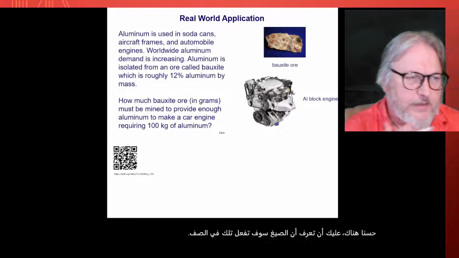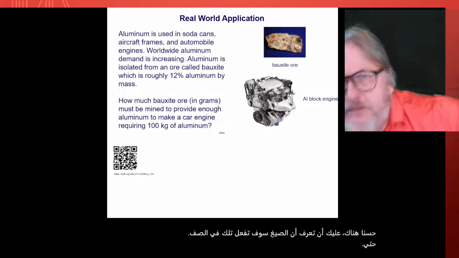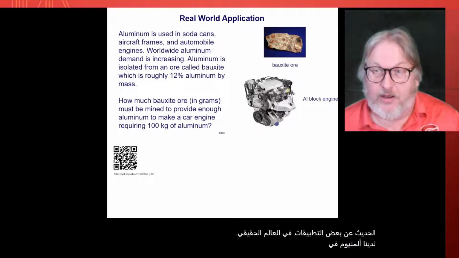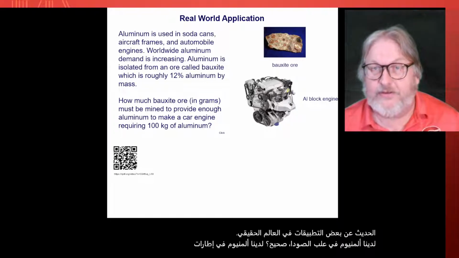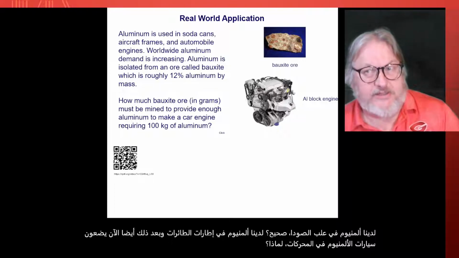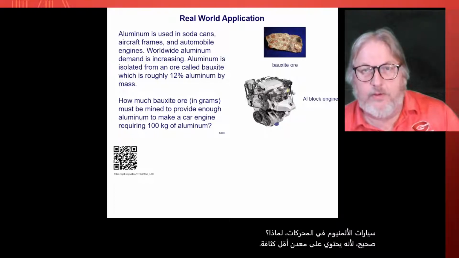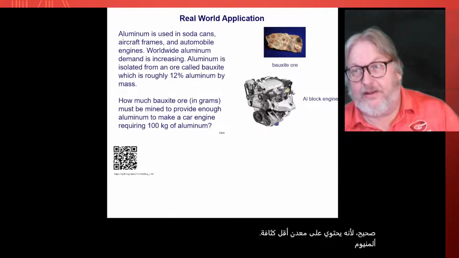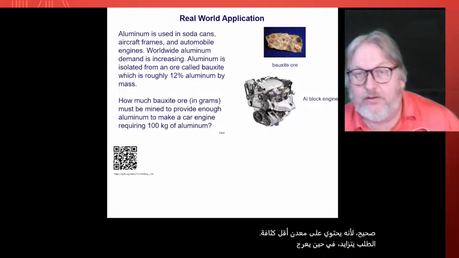So, let's talk about some real world applications. We've got aluminum in soda cans. We've got aluminum in aircraft frames, and now they're putting aluminum in automotive engines. Why? Because it's a less dense metal. Aluminum demand is increasing. Why? Because people like that light metal, and they made it strong.